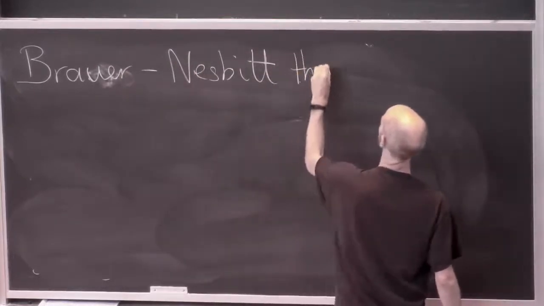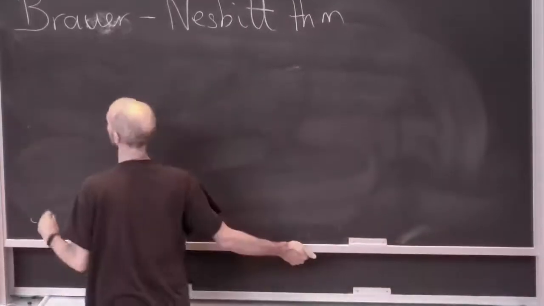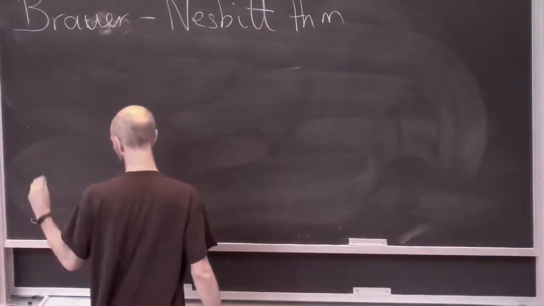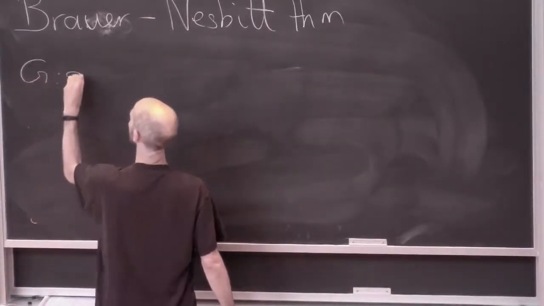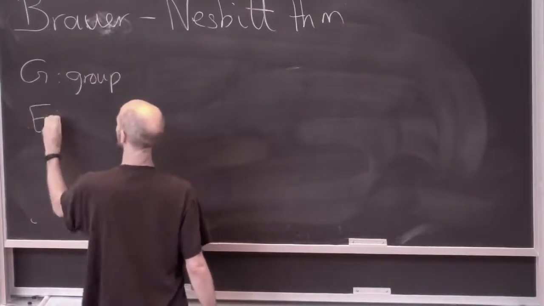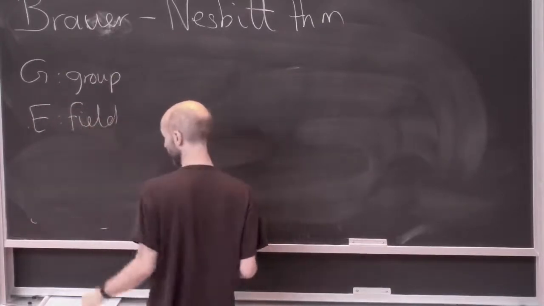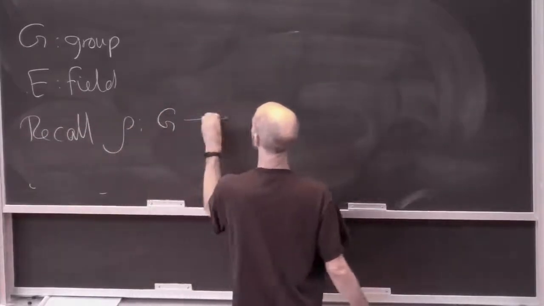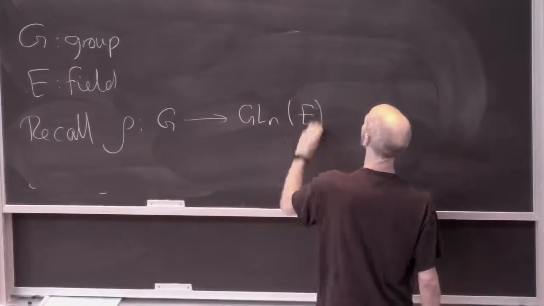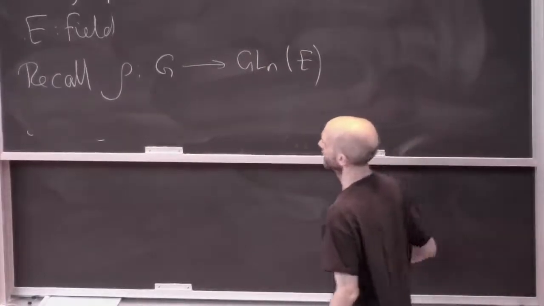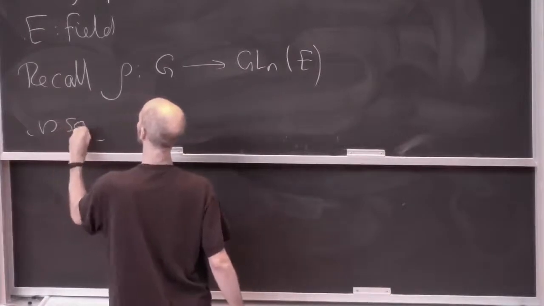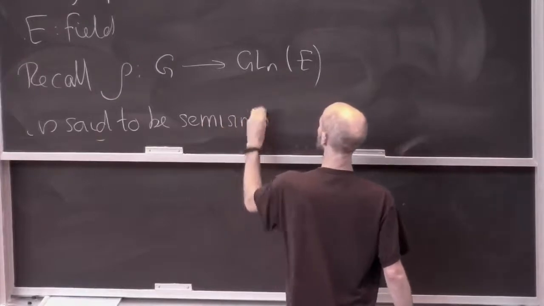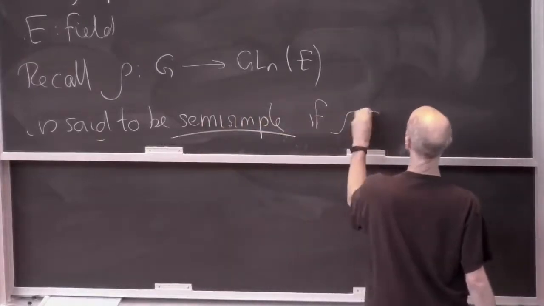The Brauer-Nesbitt theorem says the following great thing. This is true for arbitrary groups and arbitrary fields. So let G be a group, and let E be a field. Recall that a representation rho from G to GL_N of E is said to be semi-simple if rho is a direct sum of irreducibles.